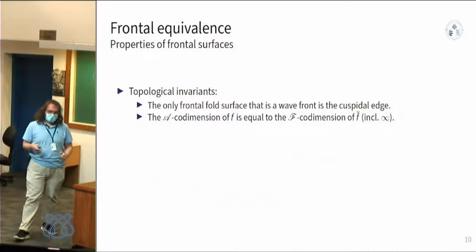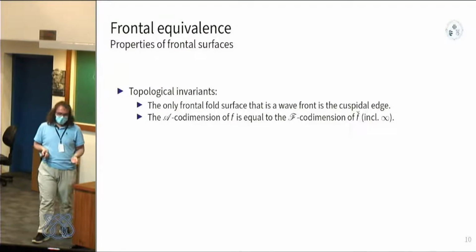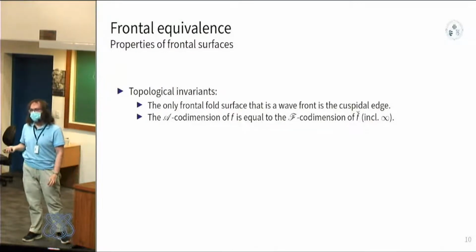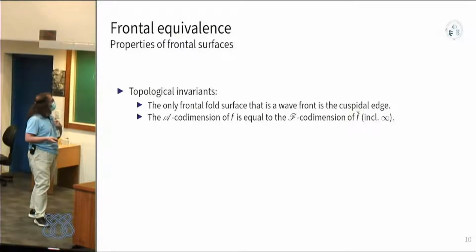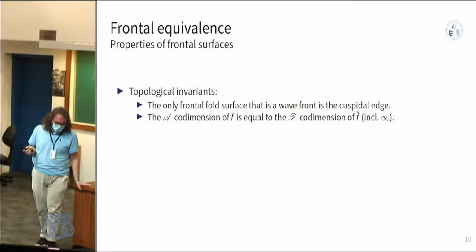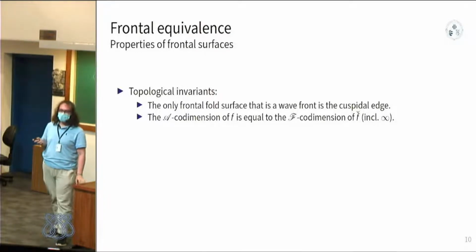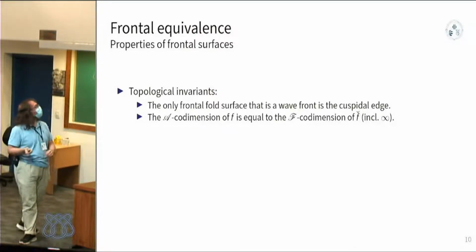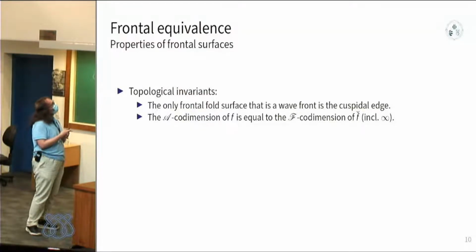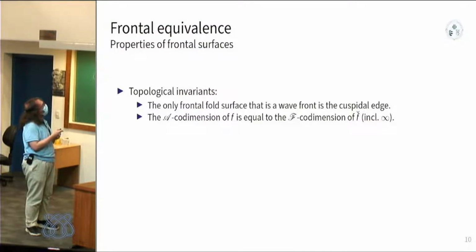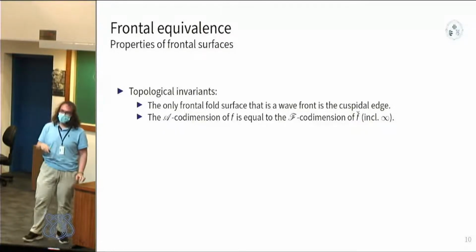Now, a quick rundown of some additional properties: this procedure will only produce wave fronts in the case of the cuspidal edge and, of course, immersion. A cuspidal edge wave front simply means that it is the kind of frontal that will emerge in nature. And the A-codimension of a simple corank one surface is going to be equal to the F-codimension of its frontalization, which I denote with a check. Well, in fact, even if F had infinite codimension, its frontalization will also have infinite codimension. This is preserved both ways, finite and infinite.